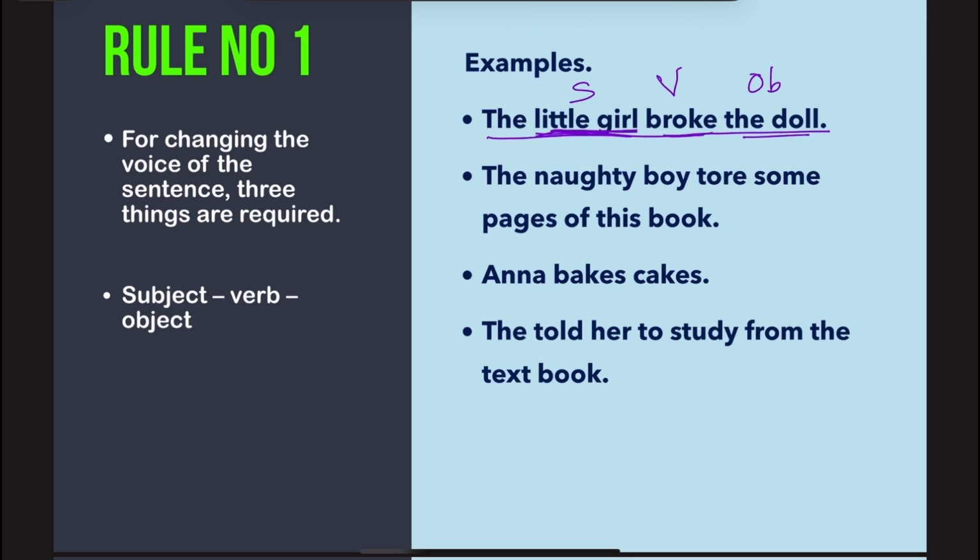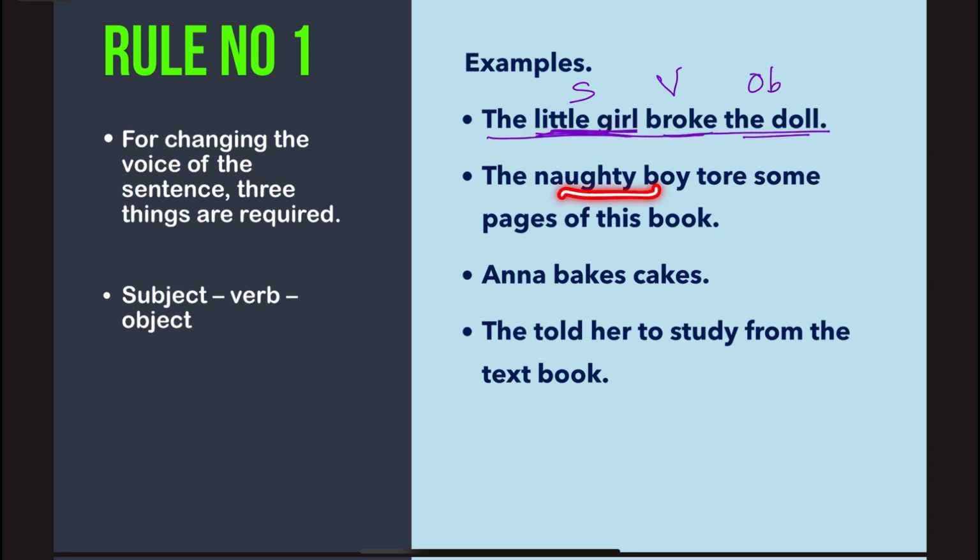So for converting active to passive voice, most of the time, what you need to do is stop at the first verb of the sentence. The little girl broke. The little girl broke what? If you get an answer to what or whom, remember this, then you can convert it into passive voice. All sentences cannot be converted into active and passive voice. You need to have these three things in it. The little girl broke the doll.